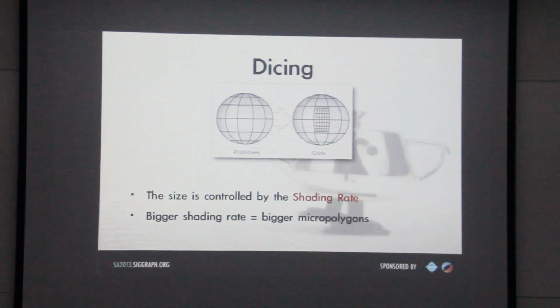The term shading rate refers to how many micropolygons we have. So bigger shading rate means bigger micropolygons. Bigger micropolygons means less quality but a faster render. So shading rate is the main quality amount we have in render. It controls how fine we see these dice, and as a result how many points we shade.